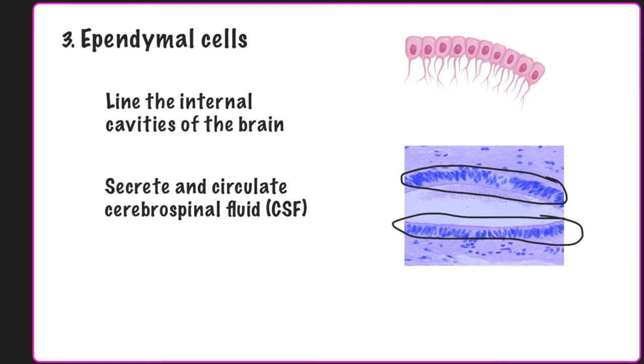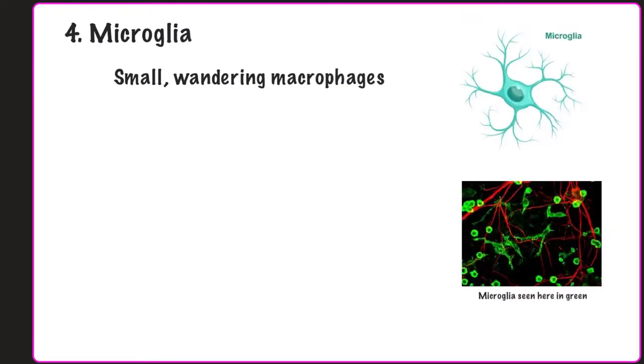Finally, the fourth type of neuroglial cell that we'll find within the central nervous system is microglia. Microglia are small wandering macrophages that are formed by white blood cells, which are called monocytes. If you remember what monocytes and macrophages are, monocytes can become macrophages. So these specialized macrophages that we find in the central nervous system are referred to as microglia.